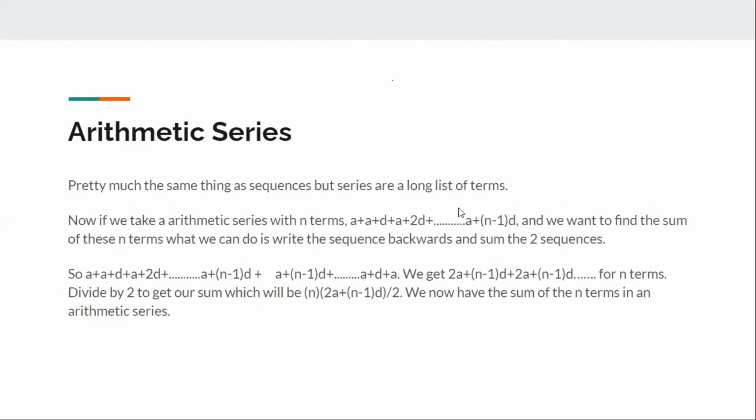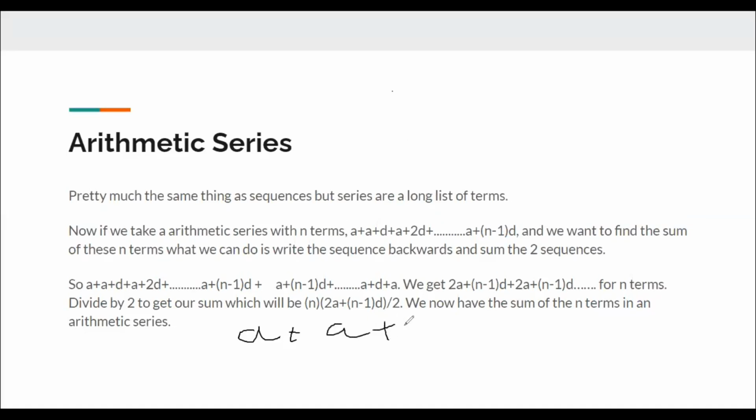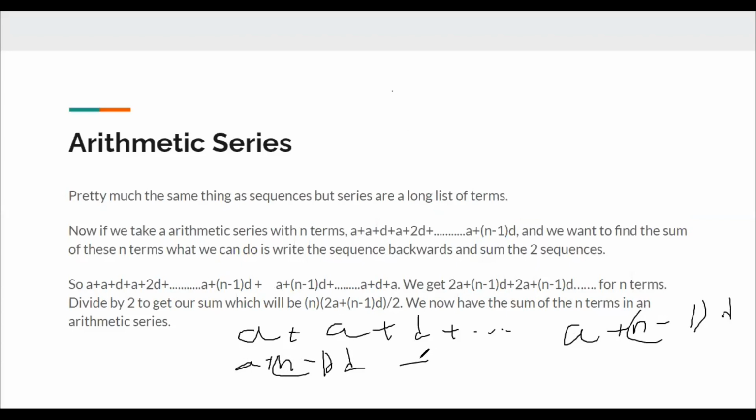You can essentially just write this sequence backwards. What I mean by that is, if you have the series a plus d all the way to a plus n minus 1 d, you write the sequence backwards, which is like a plus n minus 1 d, and so on, with a at the end.